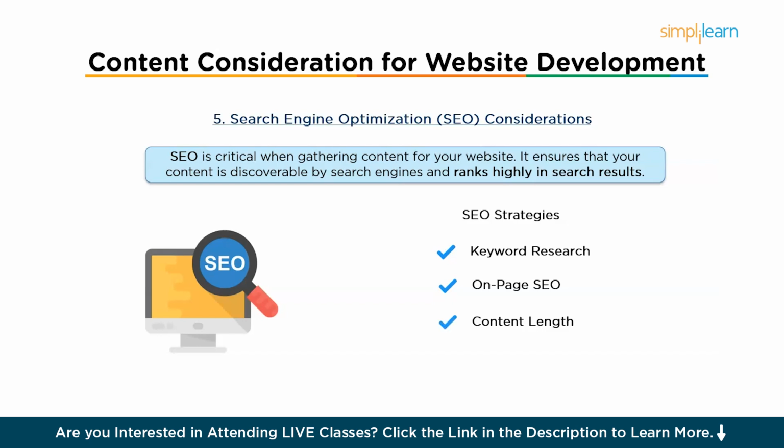The third one is content length. Long form content generally ranks better on Google. Articles and blog posts that provide in-depth coverage of a topic tend to perform better in searches. Fourth one is internal linking. Linking to other relevant content within your website improves SEO and enhances the user experience. And fifth, mobile optimization. Since mobile traffic is growing, ensure that your content is optimized for mobile devices. This includes responsive design, fast loading speed, and mobile friendly media.